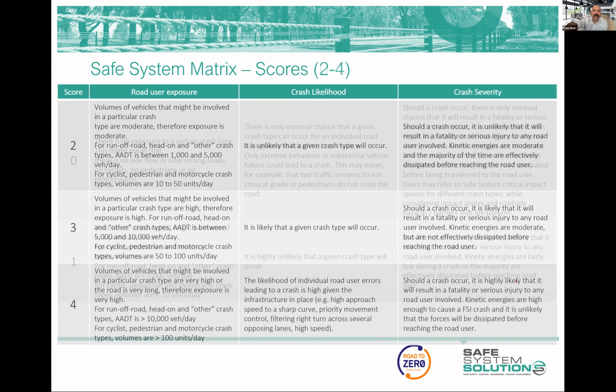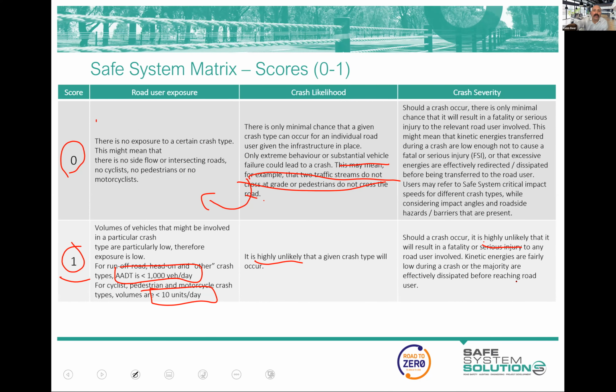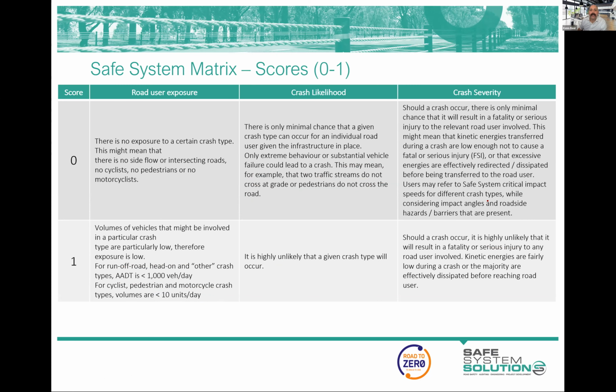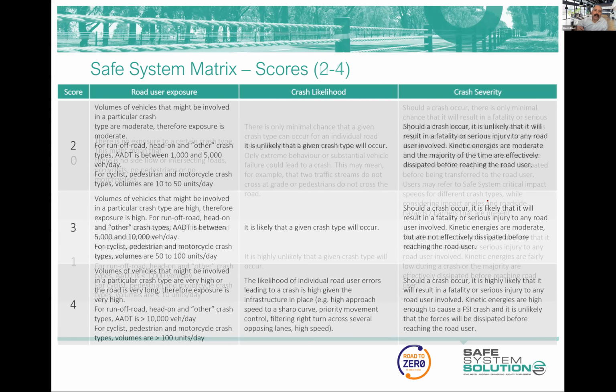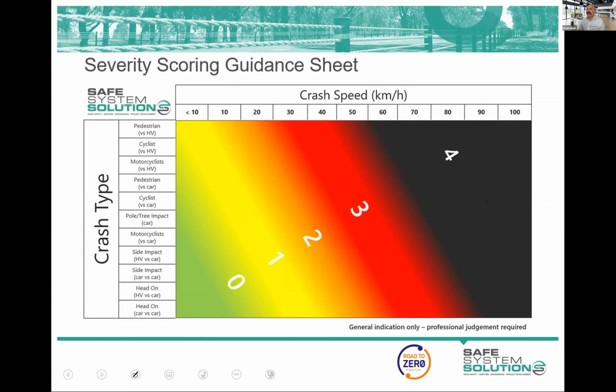0, should a crash occur, there is only minimal chance of resulting in fatality or serious injury to relevant road users. This might mean that kinetic energies that are transferred during the crash are low enough not to cause fatal or serious injury, or that is effectively dissipated or redirected so it doesn't go to the road user. Now you look at the critical impact speeds for different crash types. And that is what we were talking about there, and those other graphs. So you can utilize this.